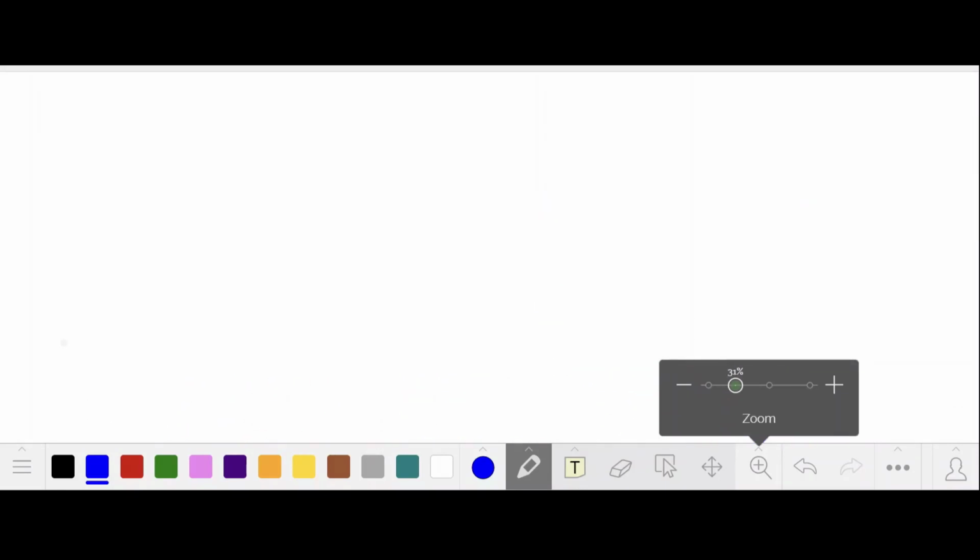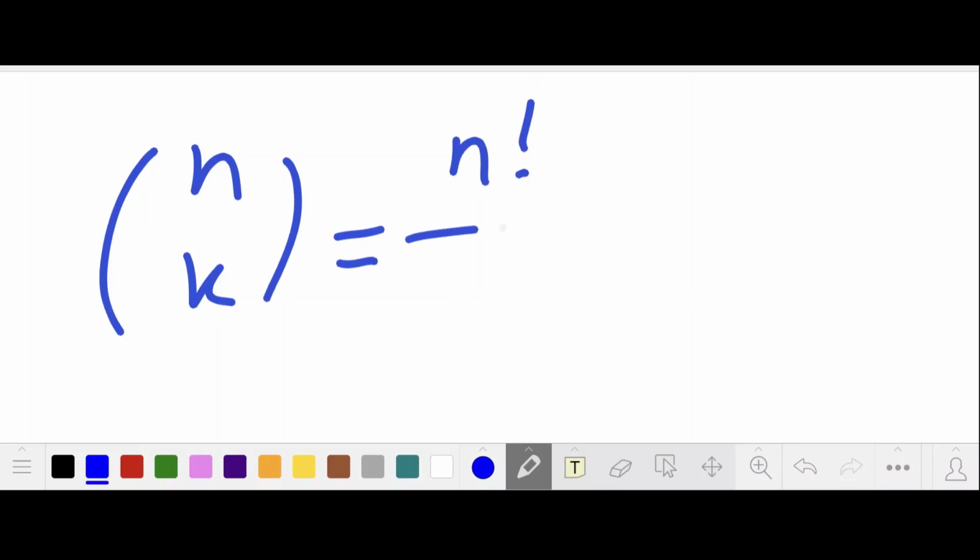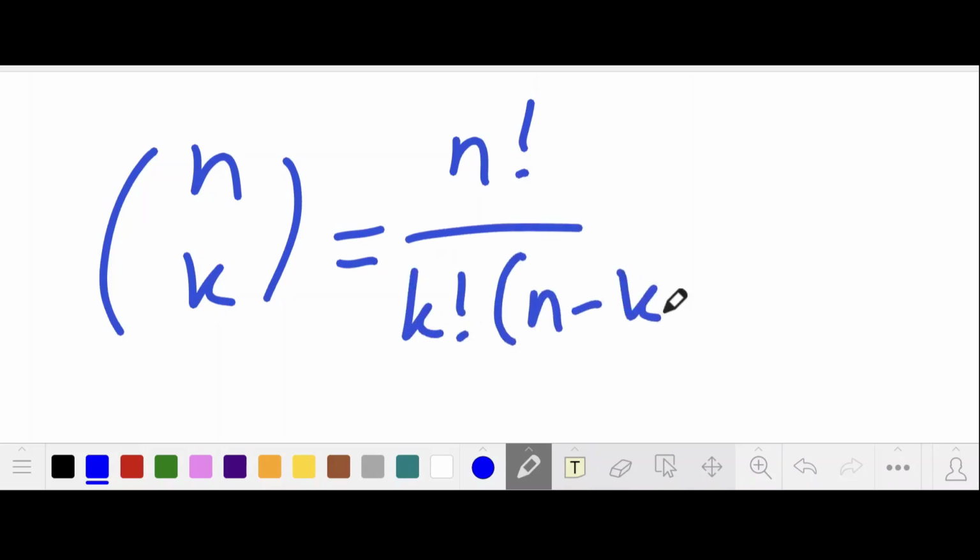Okay, so to sum up, today we learned a very important formula. N over k equals n factorial divided by k factorial multiplied by n minus k factorial.